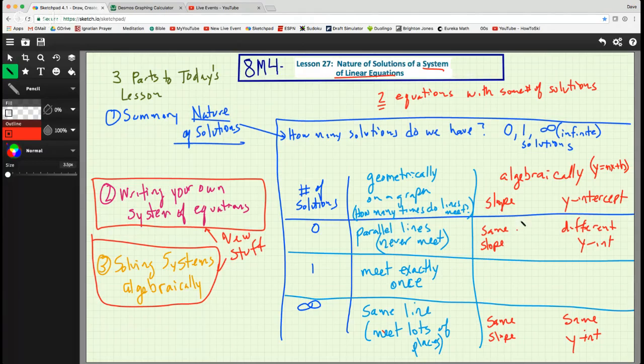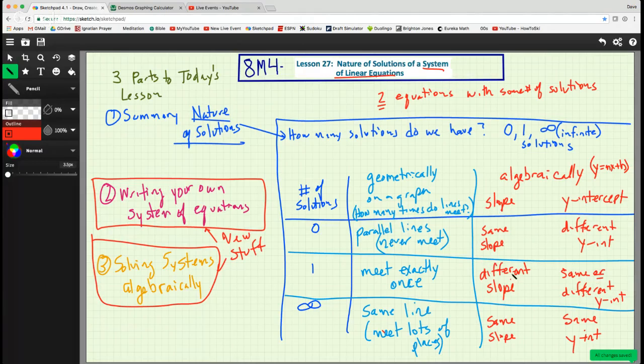Now, lines that meet exactly once, and we learned this right at the end of lesson 27, have different slopes. Any lines that have different slopes cannot be the same line, and they're not parallel. So it doesn't matter whether they have the same or different y-intercept.